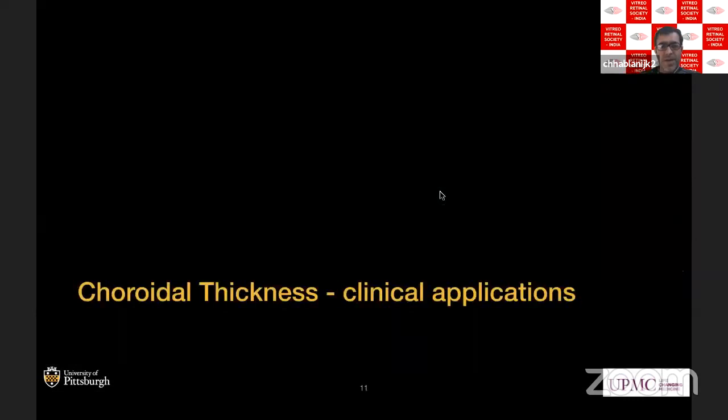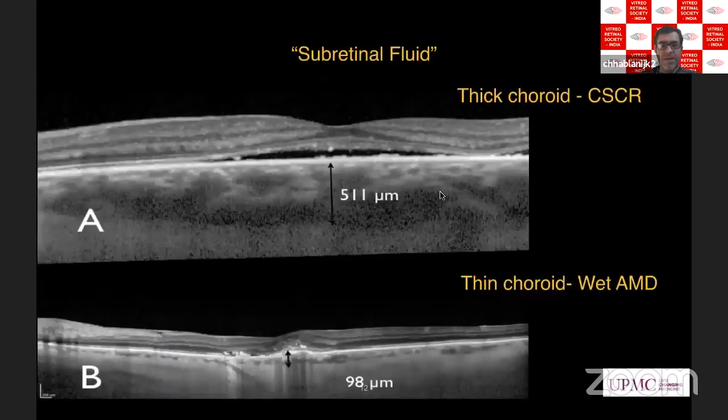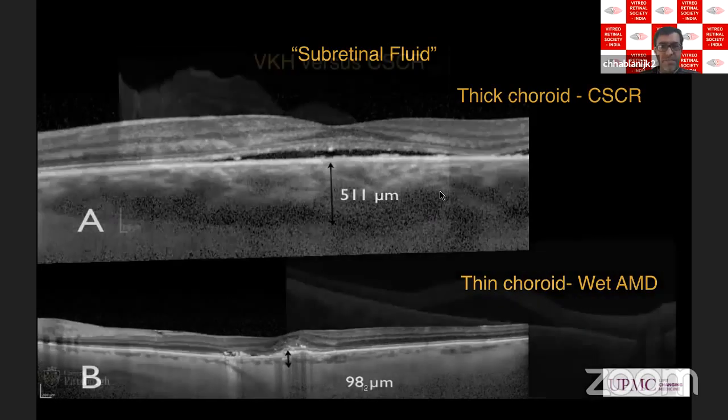Let's look at how we are actually using, in 2020, the information which we get with choroidal thickness. As we were talking about subretinal fluid, if you have a patient with shallow subretinal fluid, if the choroid is thick, then it is CSR, and if the choroid is thin, you can confidently make a diagnosis of wet AMD in an old patient instead of CSR.